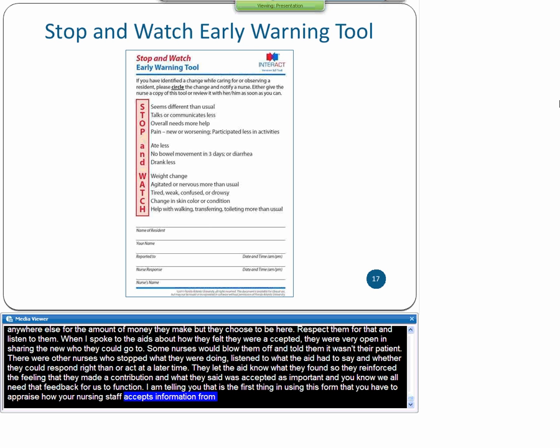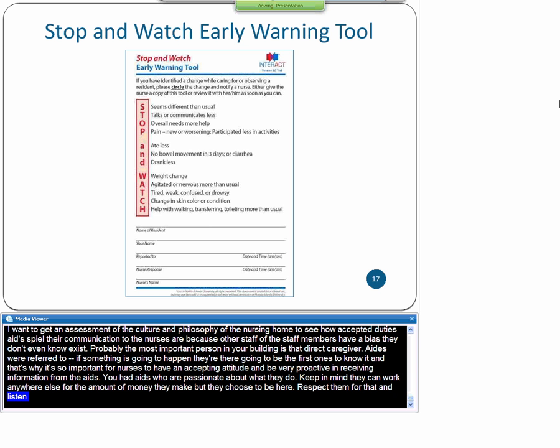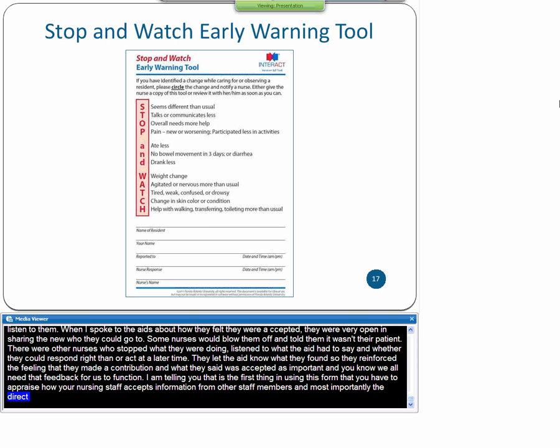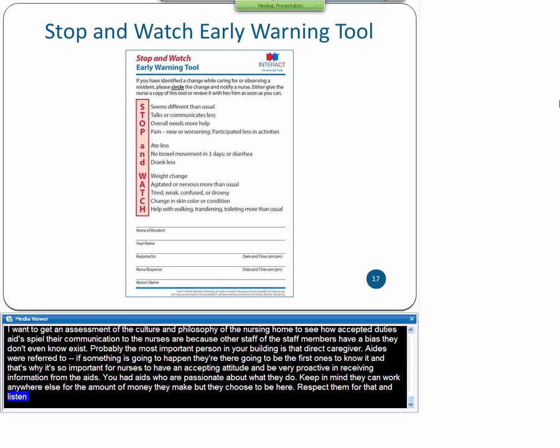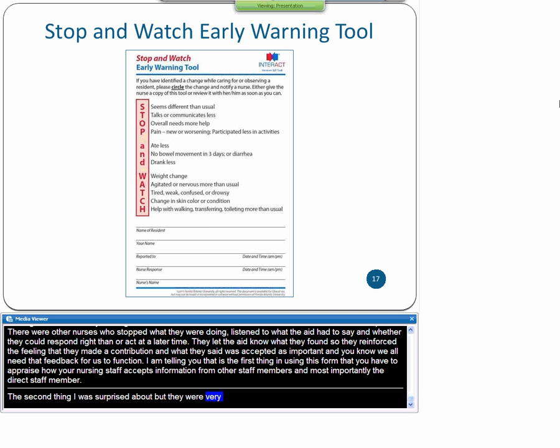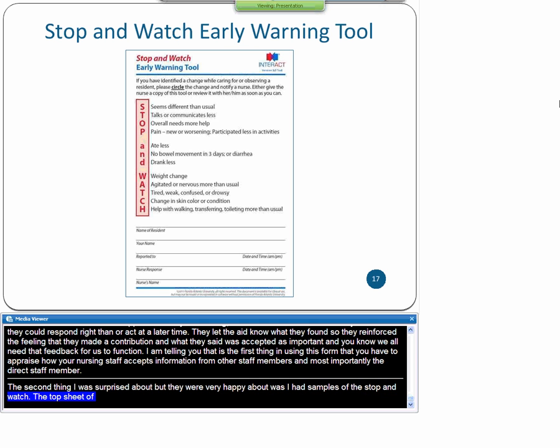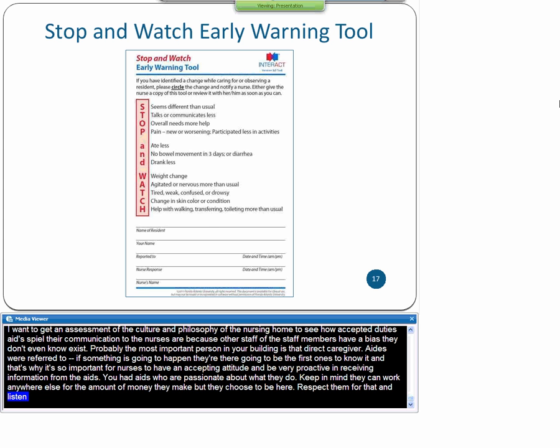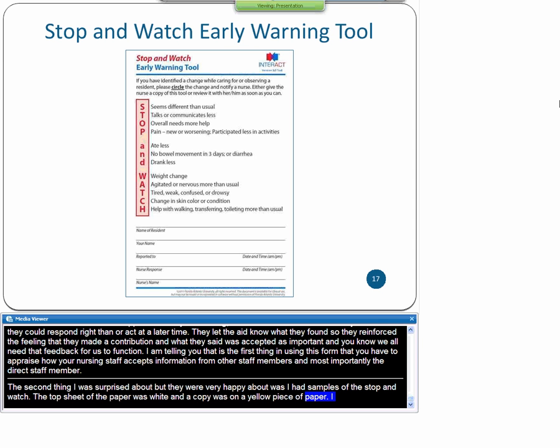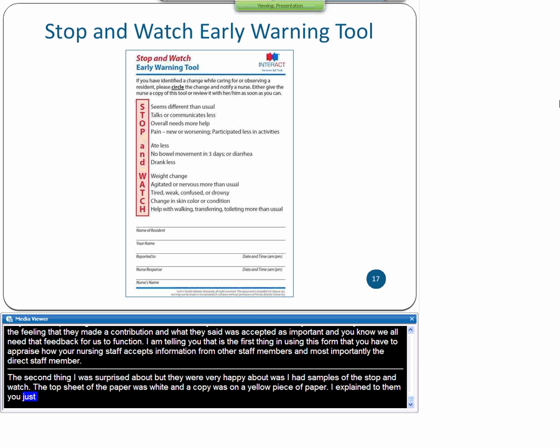The second thing that I was a little surprised about, but they were very happy about, was I had samples of this stopwatch in the pad with the copy. So the top sheet of the paper was white, like you see, and a copy was on a yellow piece of paper. So I explained to them something you fill out, you circle, just circle the letter or check it off, whatever way you want to communicate. And you put the name of the resident you're speaking about, your name, what the aide's name is, who you reported this to, and you put the date and time, which is very important.